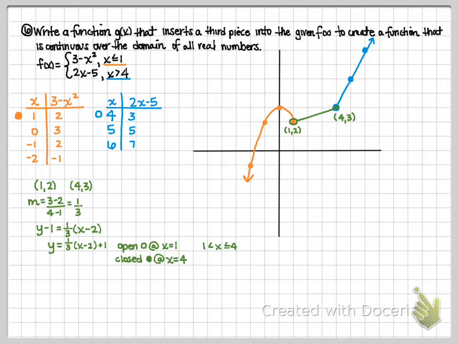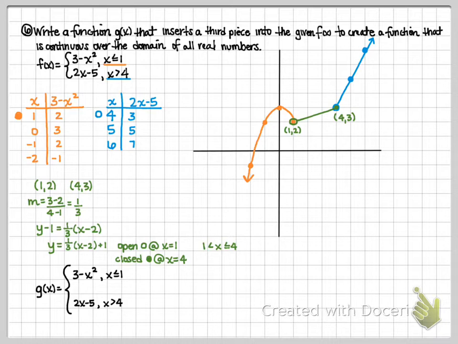Now, all I need to do is just write my g of x function. So my entire g of x function is going to include all of the parts. So g of x, all right. Now I'm going to have 3 pieces. The first piece was the one I started with, 3 minus x squared, where x was less than or equal to 1. The one at the end, I also had 2x minus 5, x greater than 4. Now, the one in the middle is the one I just came up with, so I'm going to fill that one in.